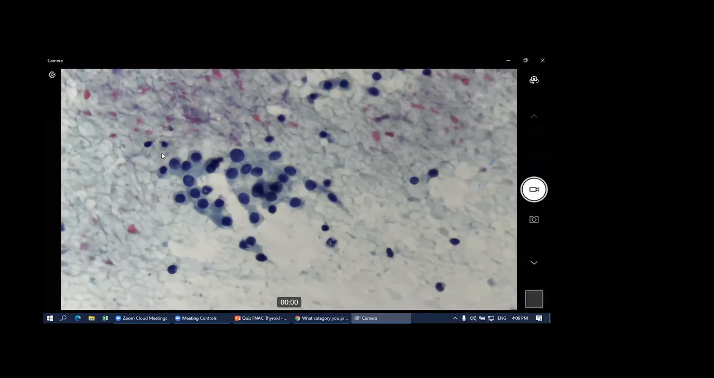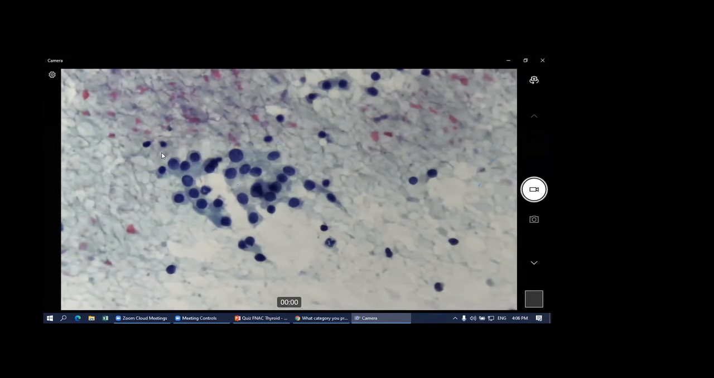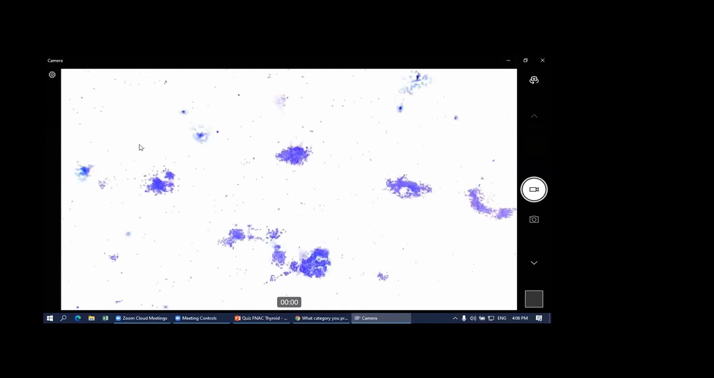Okay. It looks more oncocytic. The cytoplasm is a bit more. There's a bit of anisocytosis, but there's not much of a difference between one cell and another. And obviously, in this case, there are no nuclear changes as well. Let's look at the MGG. Okay, this is the MGG.